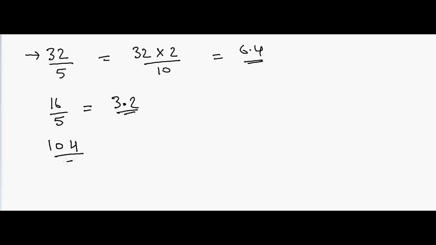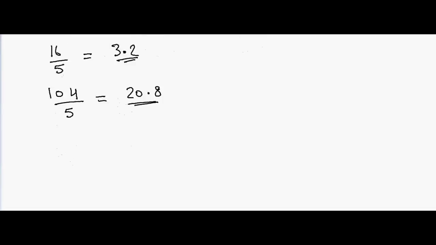Again, if I have 104 to divide by 5, what would be the answer? 2 times 104 is 208, then a decimal here. That's your answer.